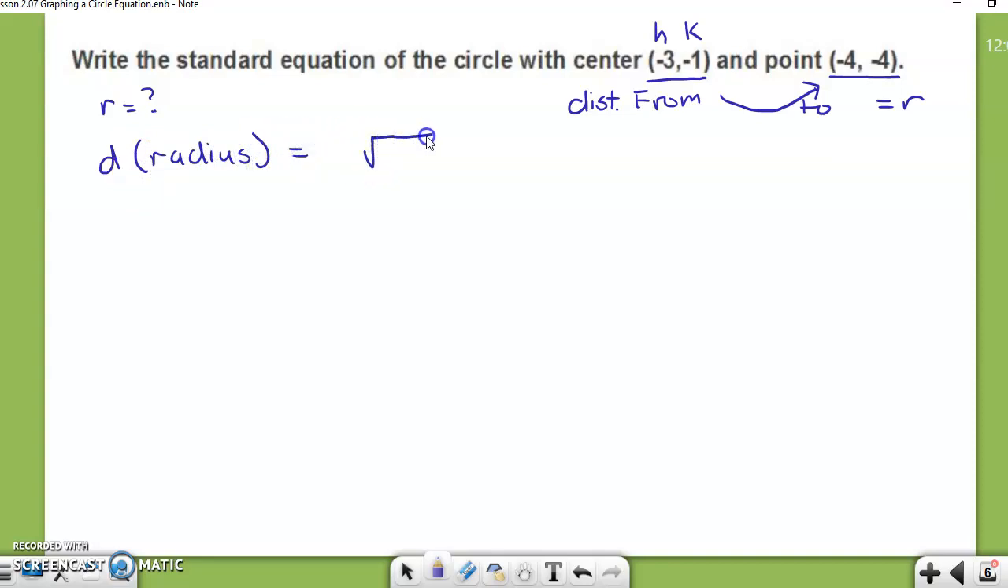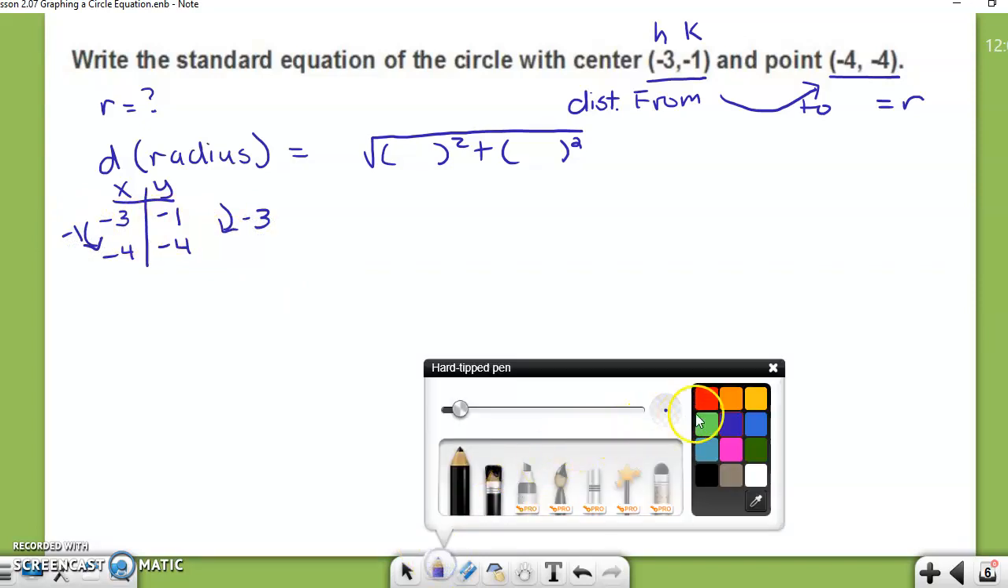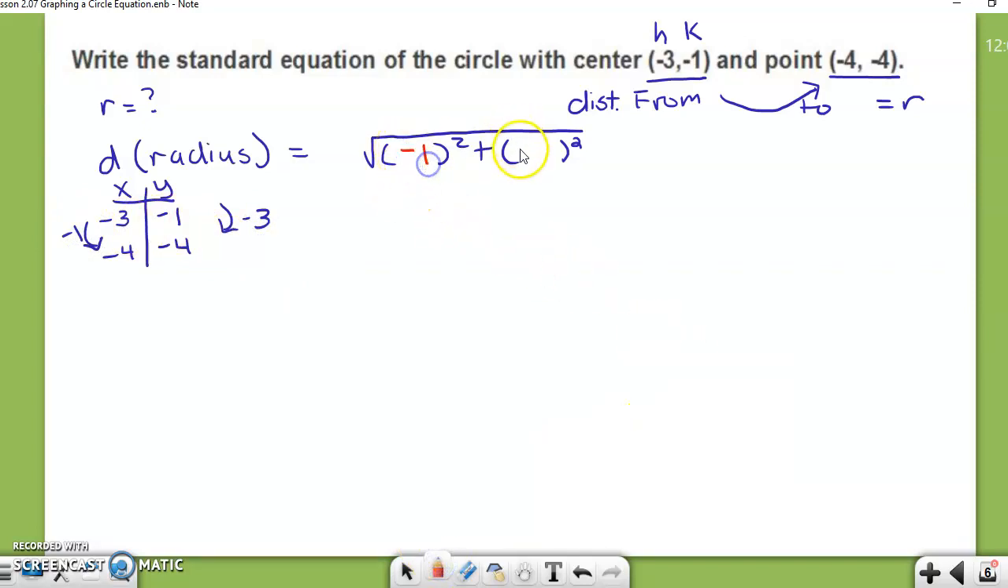And remember, it's going to equal the square root of, we're going to put in our run squared plus our rise squared. I'm going to take my little points and put them on a T-chart, and I get a -3 and a -1 when I plug those values in. Then I can follow the math. -1 squared is 1, -3 squared is 9. So now my radius equals the square root of 10.